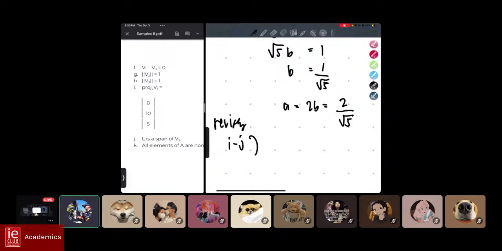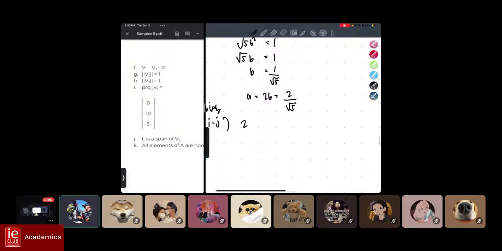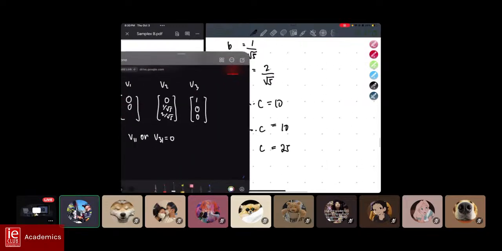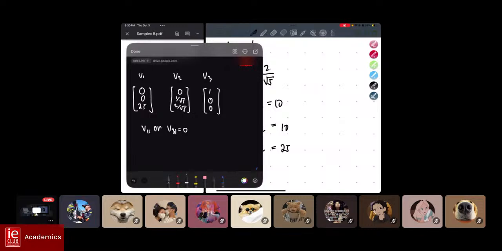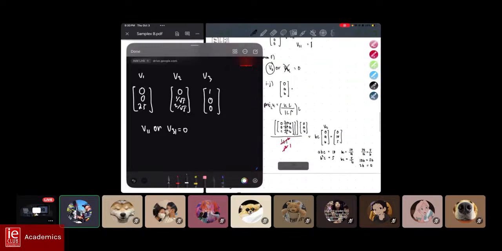Revisiting J, we get that ABC is equal to 10, which therefore means 2 over square root of 5 times 1 over square root of 5 times C is equal to 10. This means that 2 over 5 times C is equal to 10. So 25 is equal to C. Now we have the last element of V1. So we found everything.